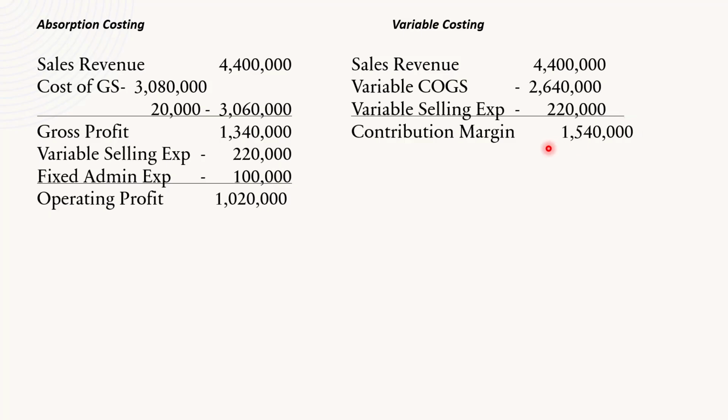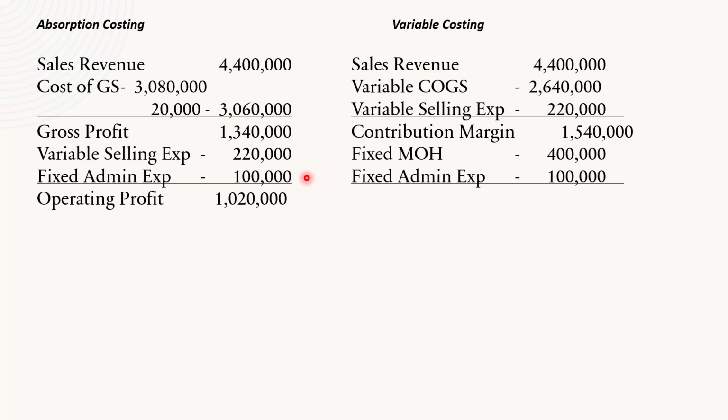1,540,000. Next things to be deducted are the overall fixed MOH, which is 400,000, yung actual, and the fixed selling and admin, which we calculated to be 100,000. So whatever was incurred as fixed MOH during the year, it will be expensed in its entirety. 1,540,000 minus 400,000. Pag silent, yung actual FOH tsaka yung budgeted FOH parehas, ha? So 400,000 yung actual din. Fixed admin 100,000. So this would give you 1,040,000.